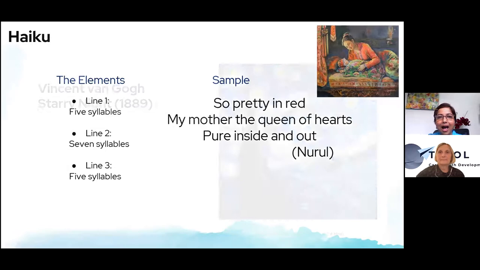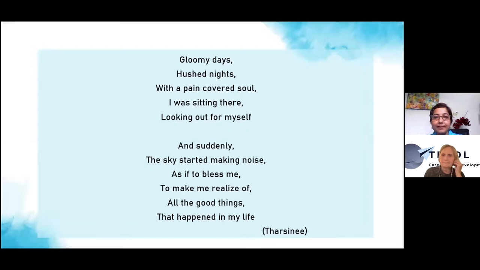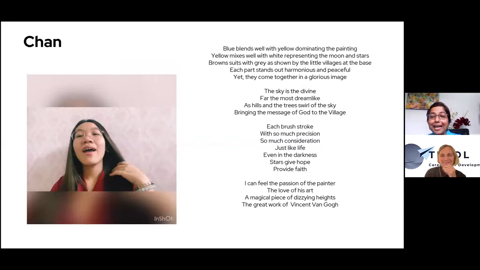This is another image, Vincent van Gogh's very popular Starry Night. And another student of mine came up with this poem. And here you could see the words like nights, sky, and these are all important elements in that particular image. Okay, this was a rather complicated interpretation, but she did it so well.